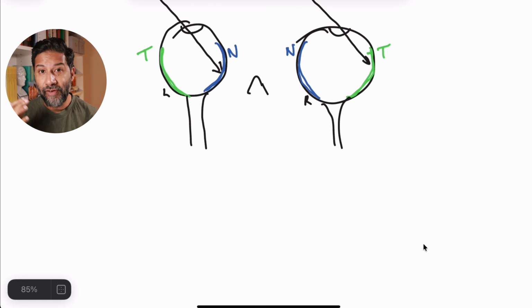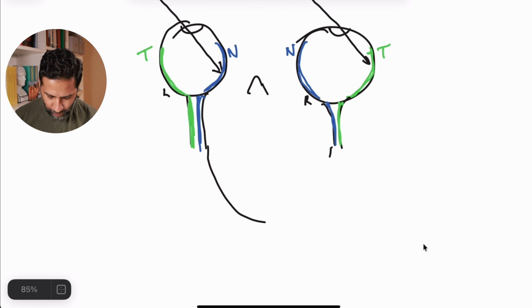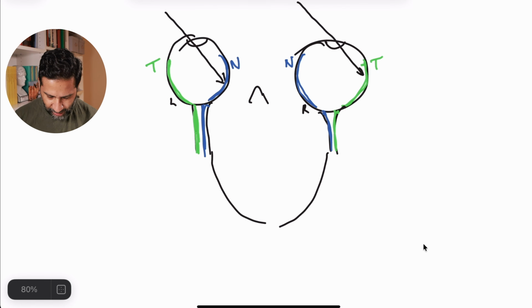So from here, what's going to happen is these fibers from the retina are going to make their way and form the optic nerve itself. And they're going to stay on their corresponding side. So we're going to have the temporal fibers on the temporal side. We're going to have the nasal fibers on the nasal side. So it's going to stay like that. What's going to happen is these are going to come back to a region called the optic chiasm.